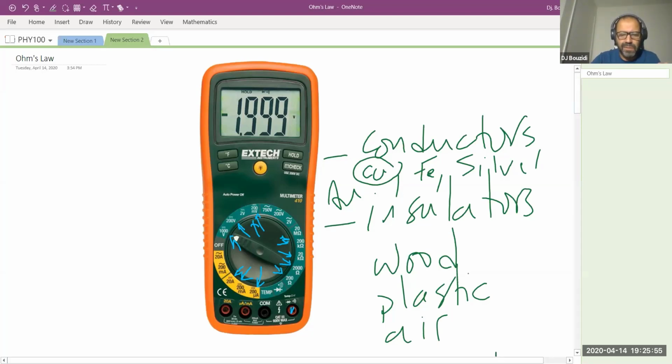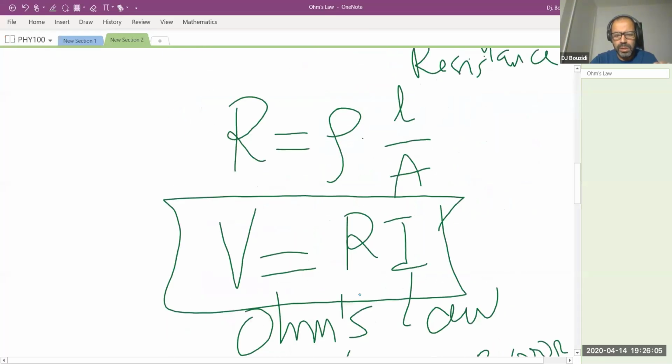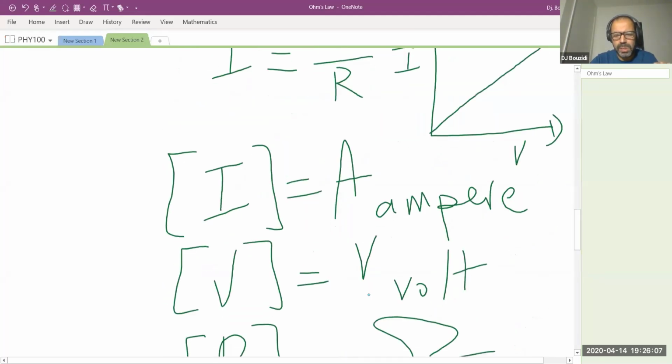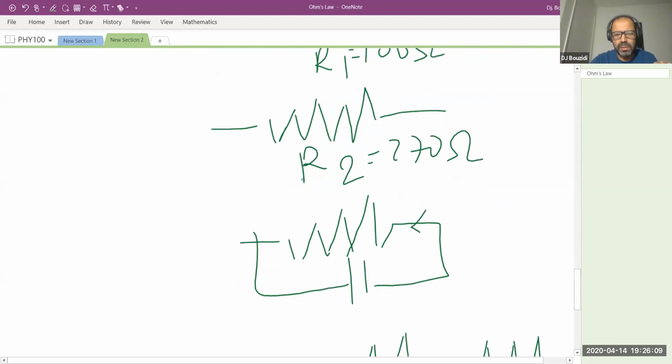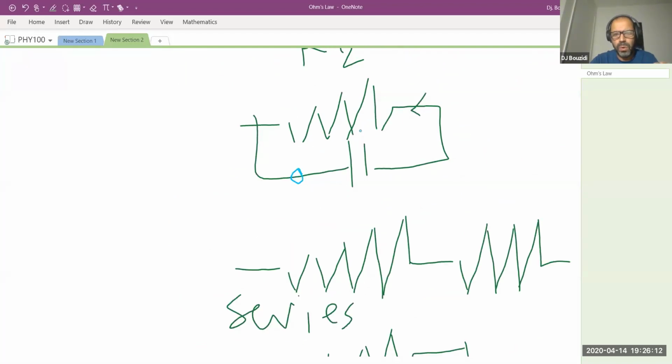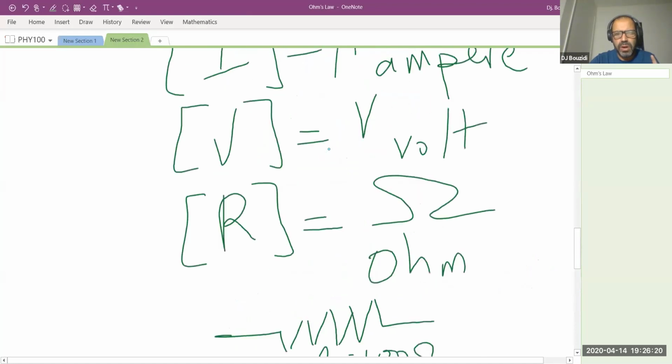In the case of the current, the meter needs to be in parallel with the circuit. I mean, in series with the circuit. So in order for you to measure the current, you have to place it here, or here, anywhere in series with the circuit. That is if you're measuring the current.